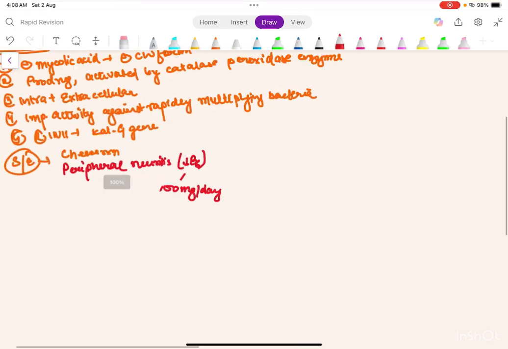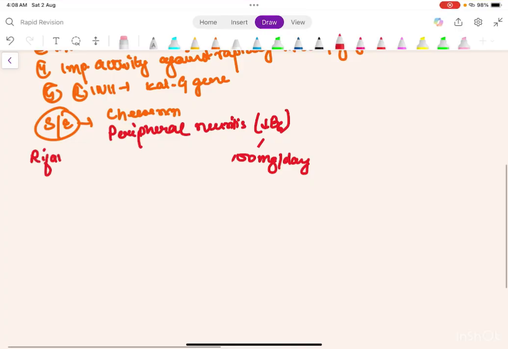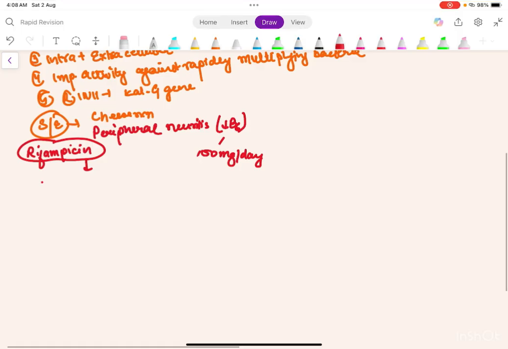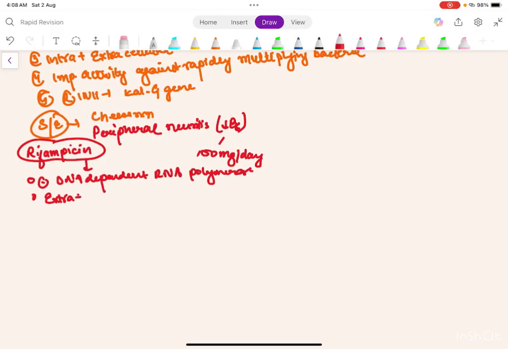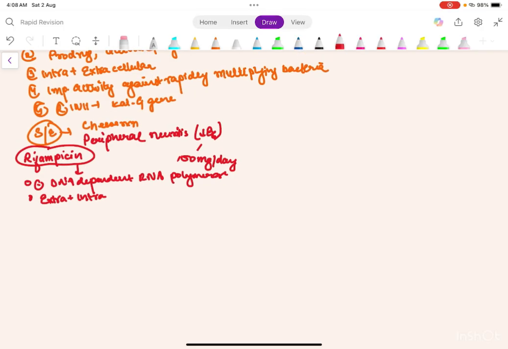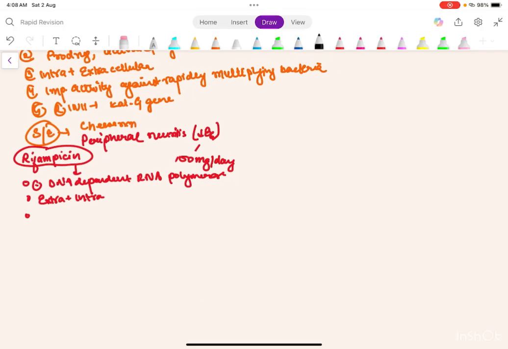So this is about isoniazid. Now coming on to rifampicin. Rifampicin is the most preferred line of treatment. Its mode of action is that it inhibits the DNA dependent RNA polymerase. It also acts on both extracellular and intracellular bacilli. It is the only drug, and this is important, that can be used against dormant bacilli.